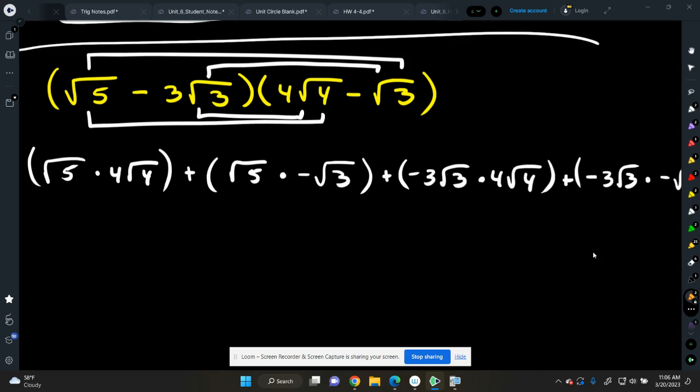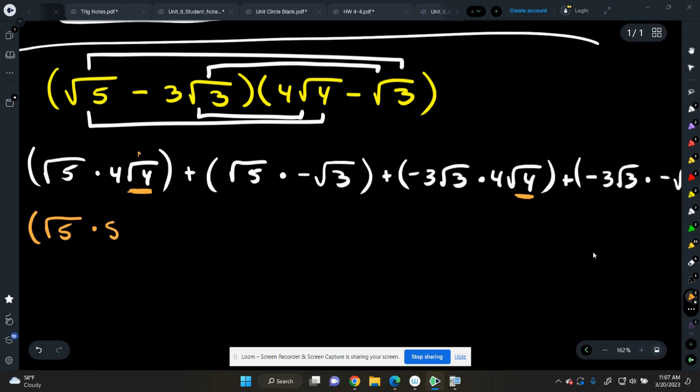You can combine them, you can take it out. Just have it as 4. What's the square root of 4? 2. Okay. So we've got the square root of 5 times... Now what happens if square root of 4 is 2? So this becomes 4 times 2, becomes 8.